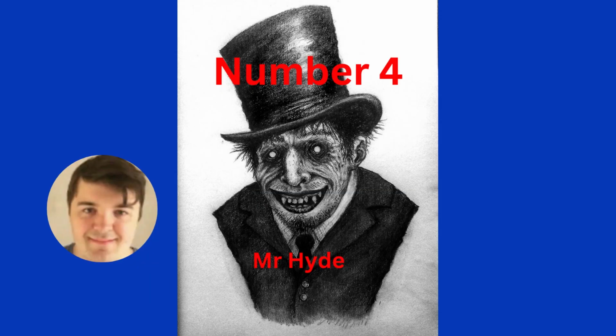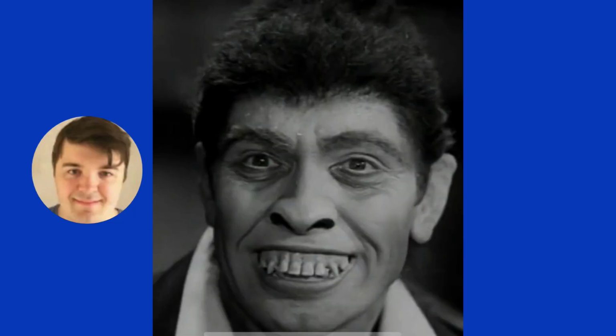Number 4, Mr. Hyde. Mr. Edward Hyde is a character who originates from Robert Louis Stevenson's book The Strange Case of Dr. Jekyll and Mr. Hyde, and is the other half of Dr. Jekyll's fractured mind and body. In the book, Hyde is accidentally created by Dr. Jekyll, who is attempting to separate his evil and good natures using chemicals.